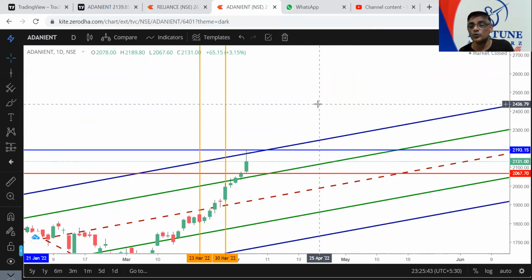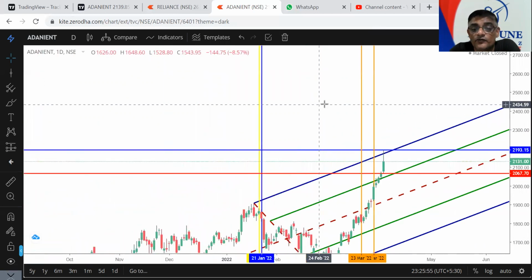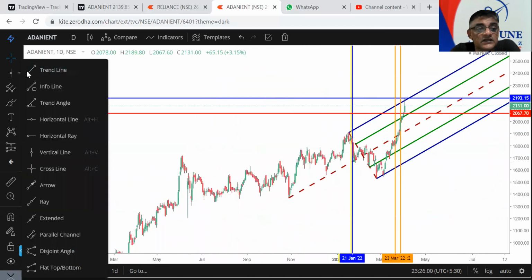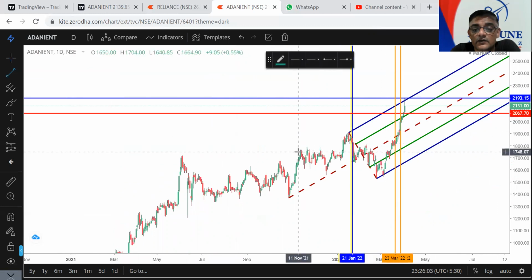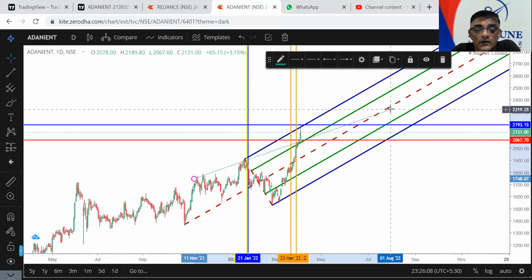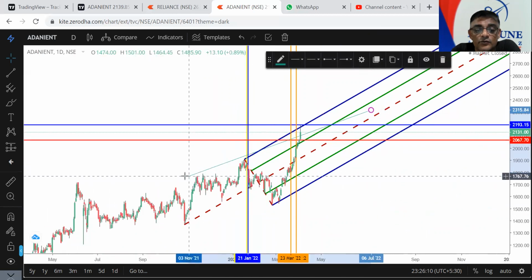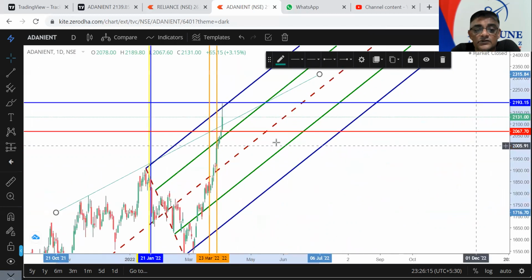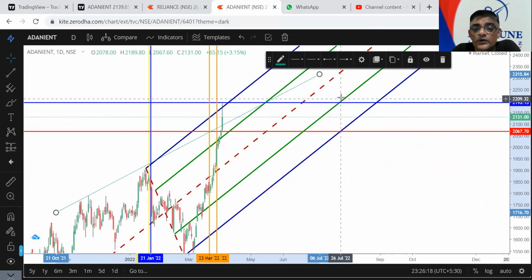The high today is 2913. According to me, if it holds and goes above 2207, my target is 2351, and the next target is 2584. So watch 2584. Even if I keep this as a trend line, it was a good breakout today based on a simple logic.